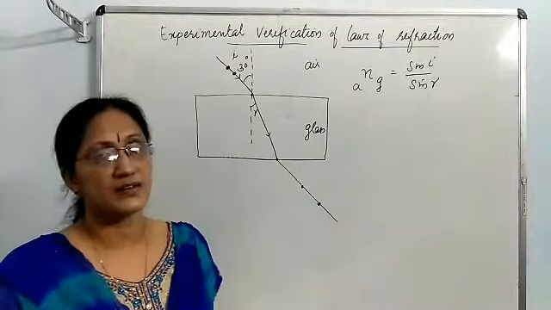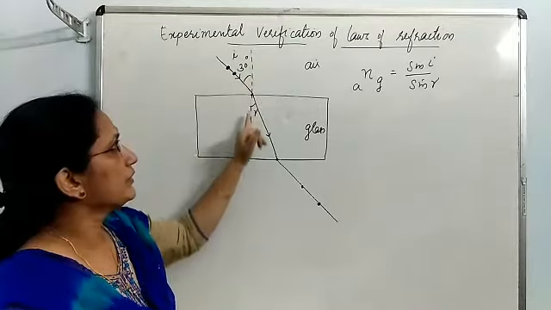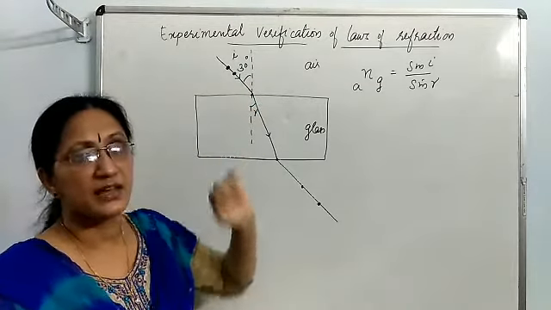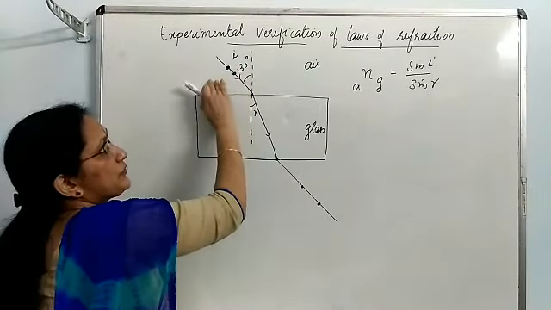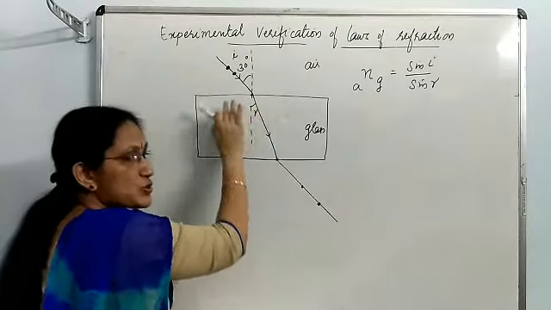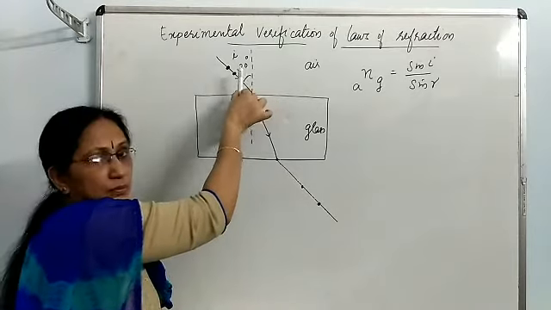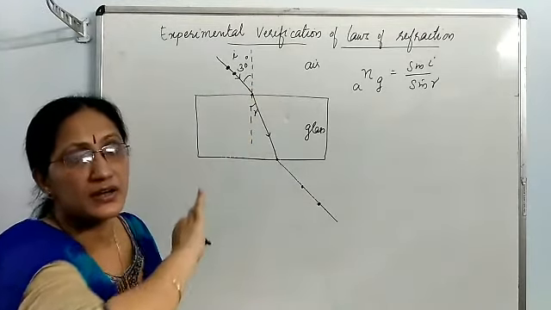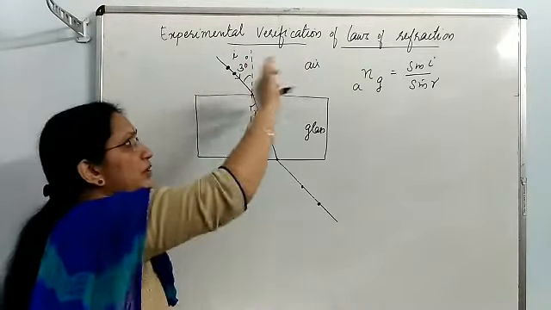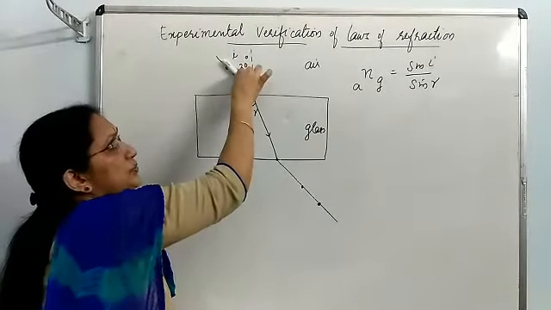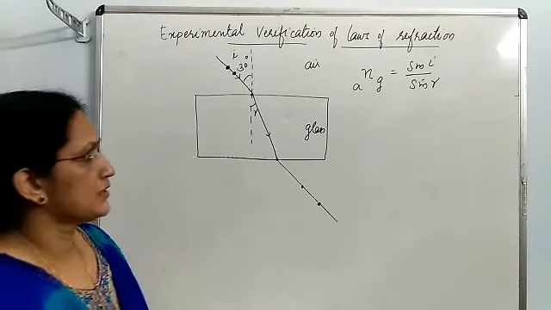Then the second law states that the incident ray, refracted ray and the normal drawn at the point of incidence lie on the same plane. If the incident ray lies on the plane of this board, the refracted ray will also be lying on the same plane, and the normal also. All these are lying on the same plane. If the incident ray lies on the plane of this board, its refracted ray can't go in any other plane. In which plane does the incident ray lie? The same plane. The refracted ray also lies there.